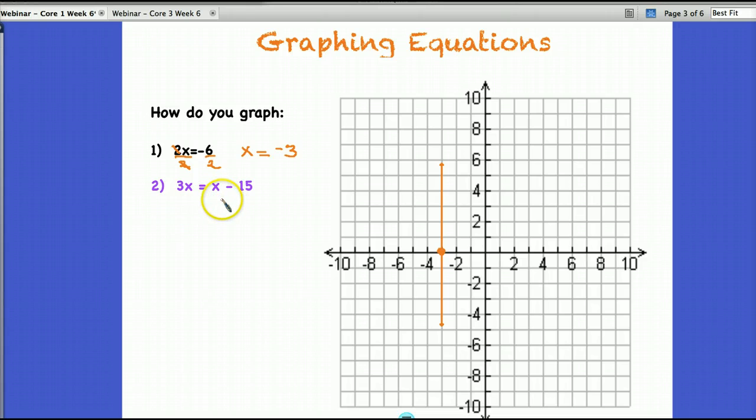So on this bottom one, you guys, it's a little bit more complicated because you have x's on each side. And I know we were working on this this morning, but when you have x's on both sides, you've got to move them all to one side, right? Yeah.